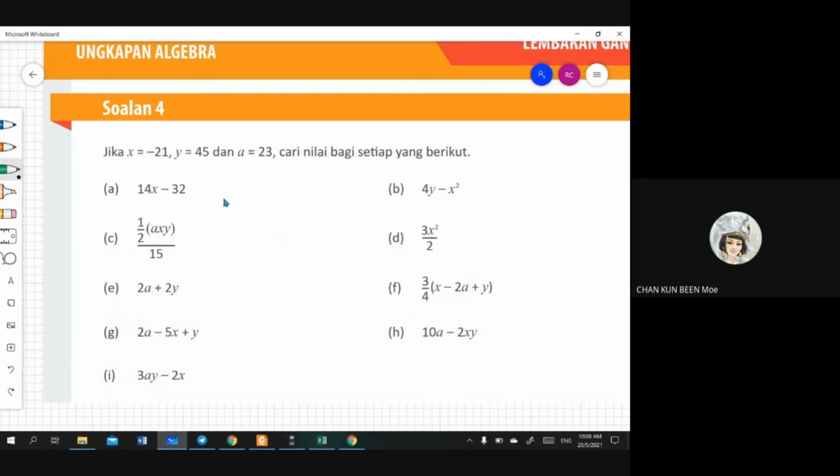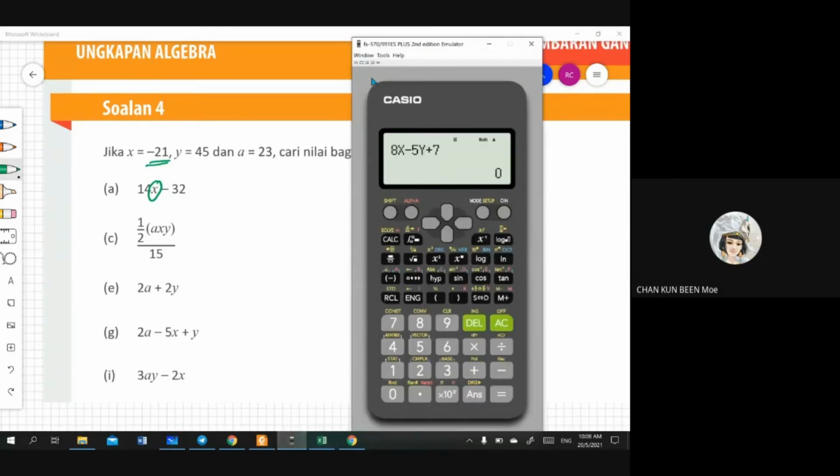So the first question, let us do it together. Over here, we only have one variable, which is X. So we are going to replace X with the given value, negative 21. Let's press the calculator together to find out the answer first.